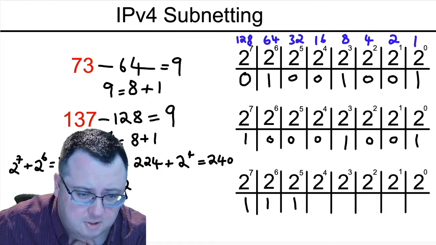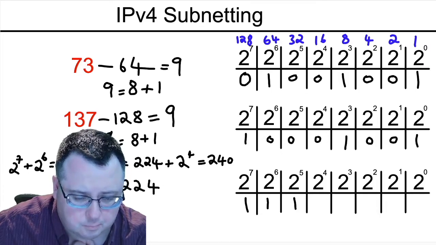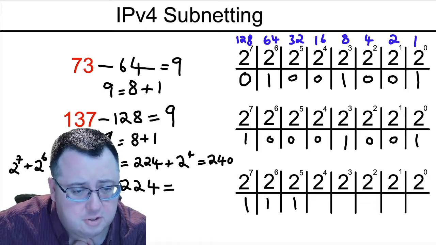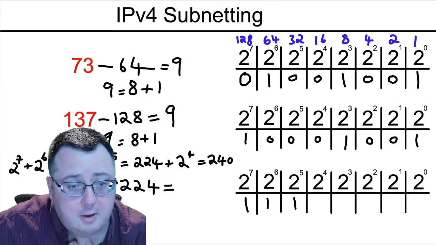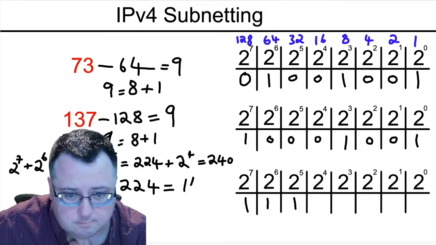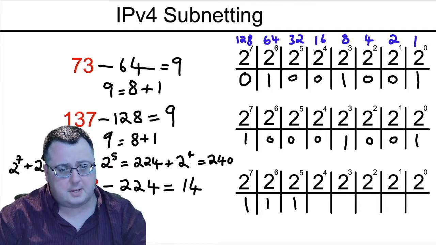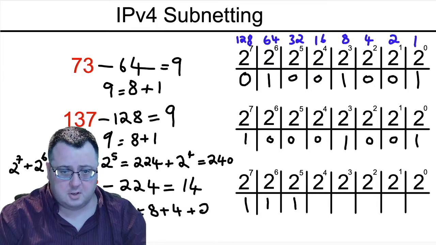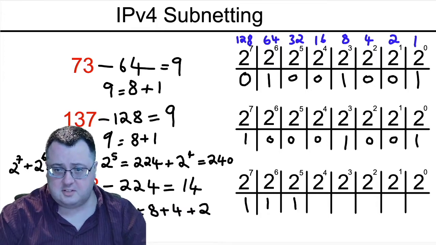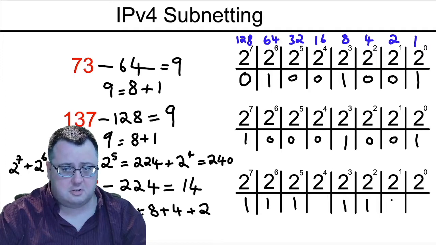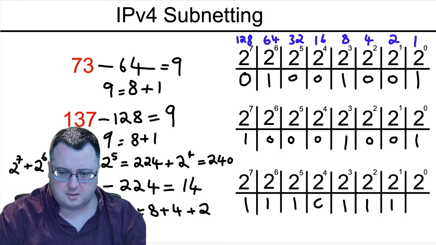224 out of 238. If I subtract 224 from 238, I will get 14. And 14 is going to be equal to 8 plus 6, which is the same as 8 plus 4 plus 2. So 8 and 4 and 2, that's 2 to the power 3, 2 to the power 2, 2 to the power 1, and everything else is a 0.